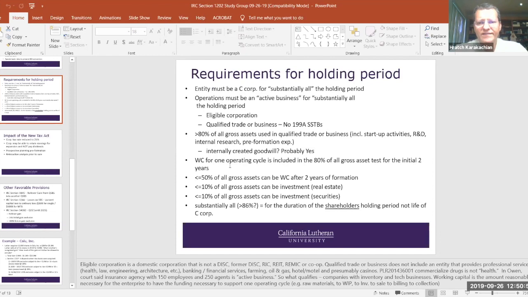Now, however, at that point, if they have cash lying around that they're not using, but after 2 years, that working capital will only go against 50% of the gross assets. Correct. So if they have too much cash, then that might be a problem. Right. Yeah.